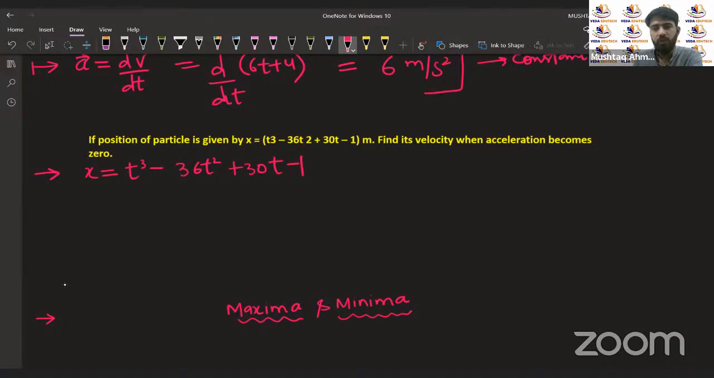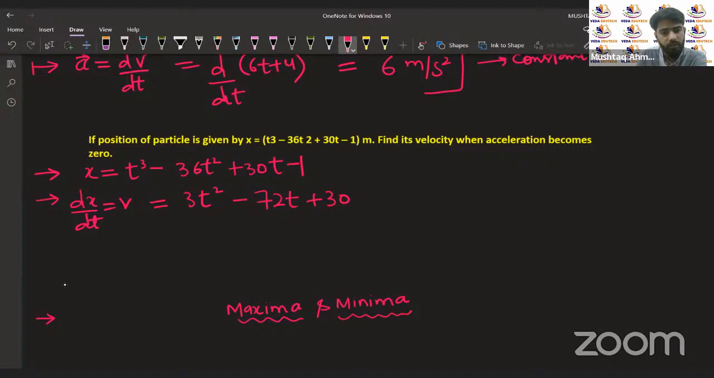We have to find its velocity when acceleration becomes 0. We have to calculate the velocity at the time when the acceleration of the particle becomes 0. So we'll just calculate the velocity first. Velocity will be dx upon dt. We'll calculate the first derivative. That will be v. So from here it will be 3t square, it will be 36 into 2t, so it will be 72t plus 30, and the derivative of minus 1 is 0.